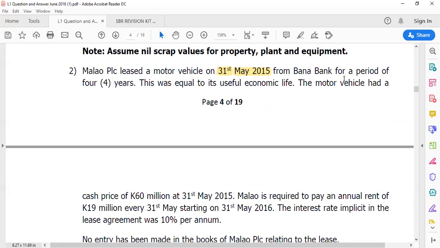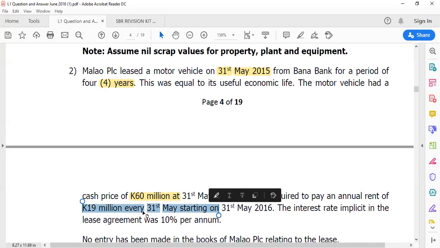From Bana Bank for a period of 4 years, okay? There's a reason why they said 4 years, for depreciation purposes. This was equal to its useful economic life. The motor vehicle had a cash price of 60 million at 31st May 2015. Malawi is required to pay an annual rent of 19 million every 31st May. Are you seeing? Every 31st May.